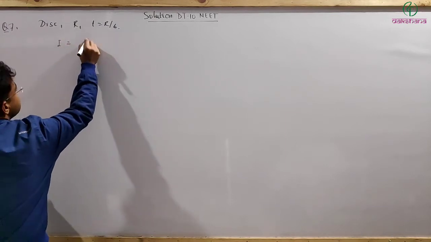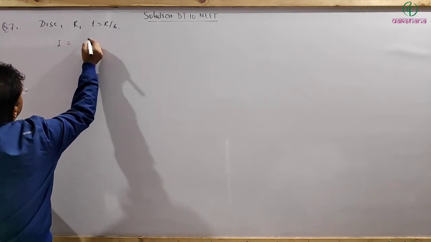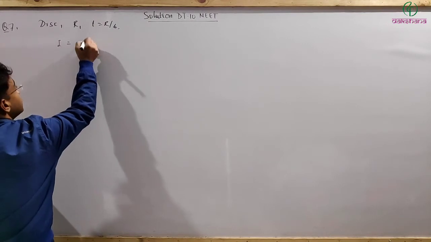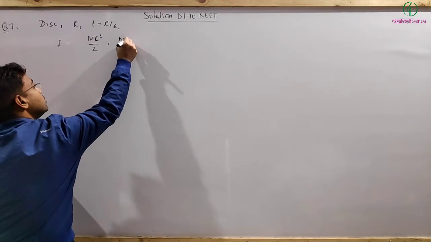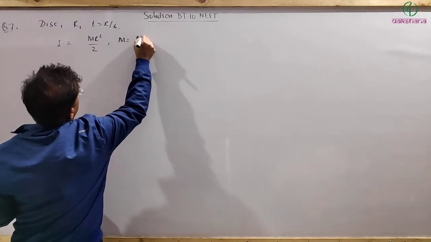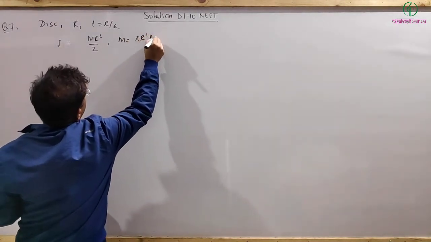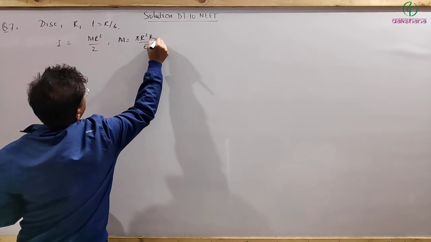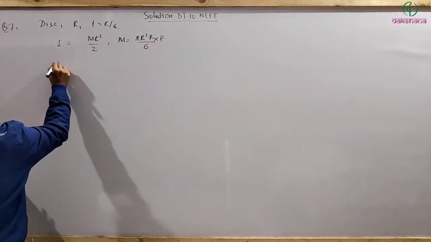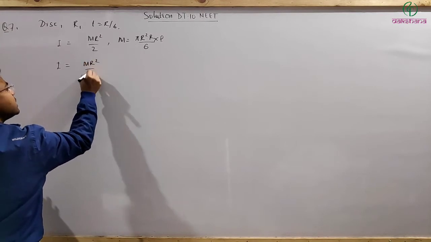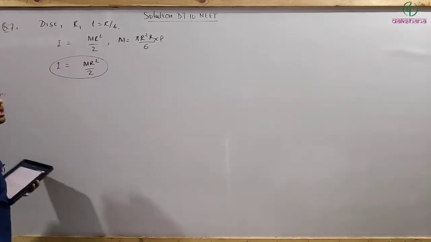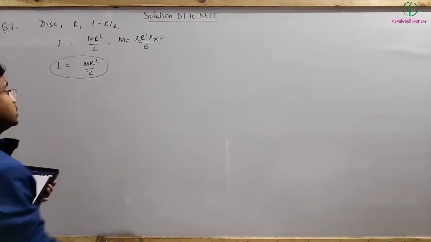Density, if I take it, this disk is m r square by 2, and mass will be equal to what? It's pi r square into thickness r by 6 multiplied by rho. So basically effectively I will be, or I can write simply it's m r square by 2, because m is anyway going to remain constant.